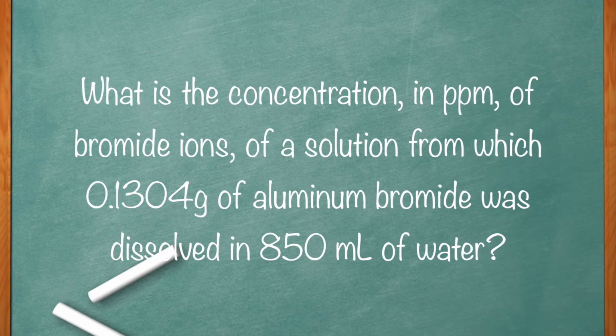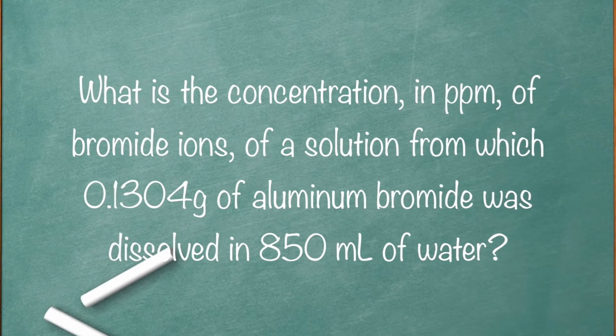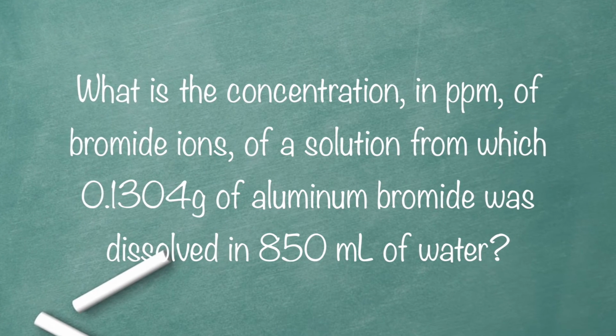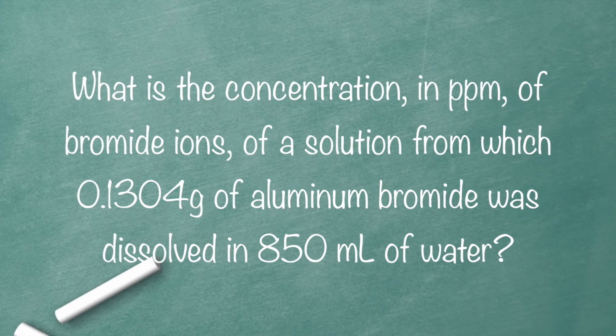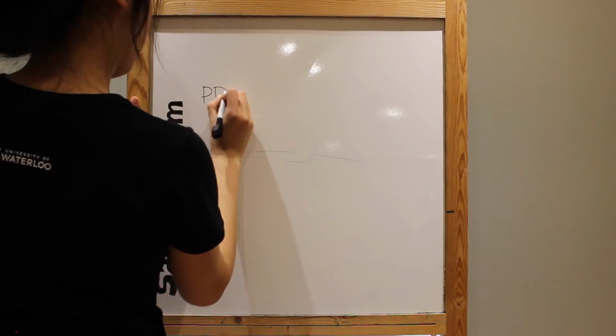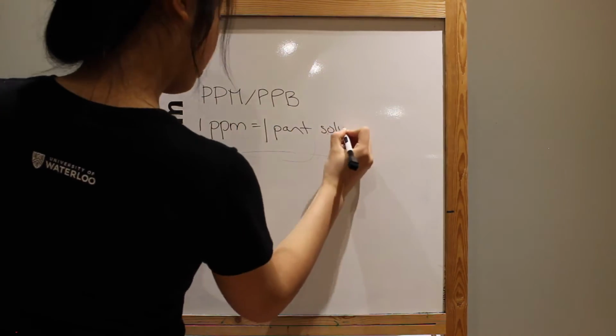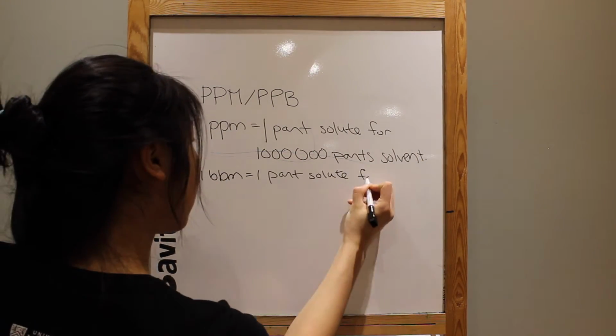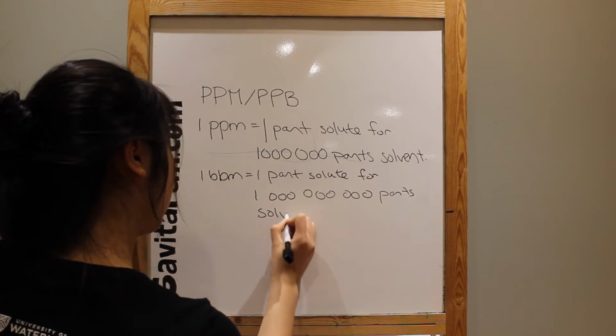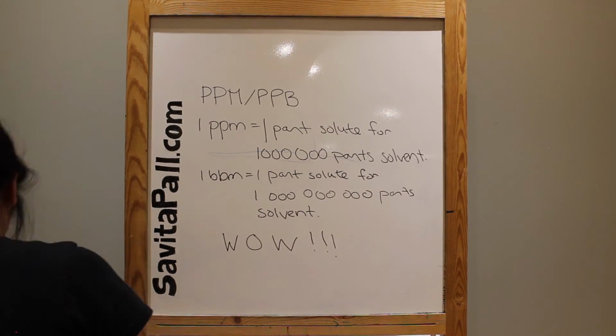The final question is, what is the concentration in parts per million of bromide ions of a solution from which 0.1304 grams of aluminum bromide was dissolved in 850 milliliters of water? So how do we use parts per million or parts per billion? 1 part per million is equal to 1 part solute for every 1 million parts of solvent. Thus, 1 part per billion is equal to 1 part solute for every 1 billion parts of solvent.